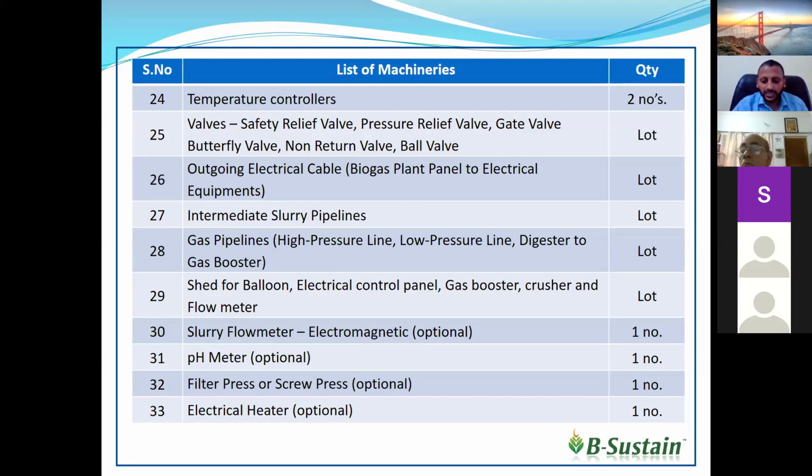It is, and then the shed for the balloon, and then the panel, and then the slurry flow meters. So electromagnetic, and then a pH meter. If required, you can check the pH with an inline pH meter, or if you want, with a portable meter. And then if you want to separate the solids and liquids, you can go with a filter press or screw press. And then if you need an electrical heater, you can have a heating system.